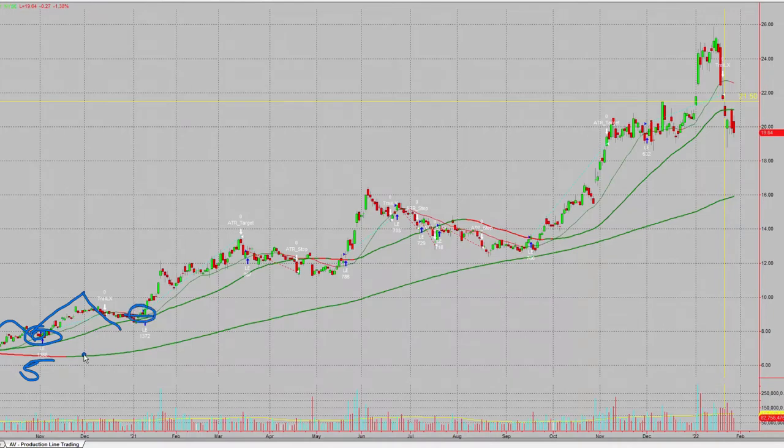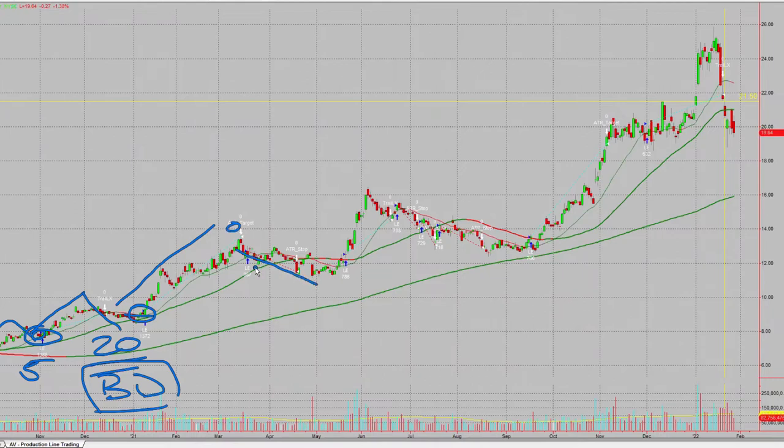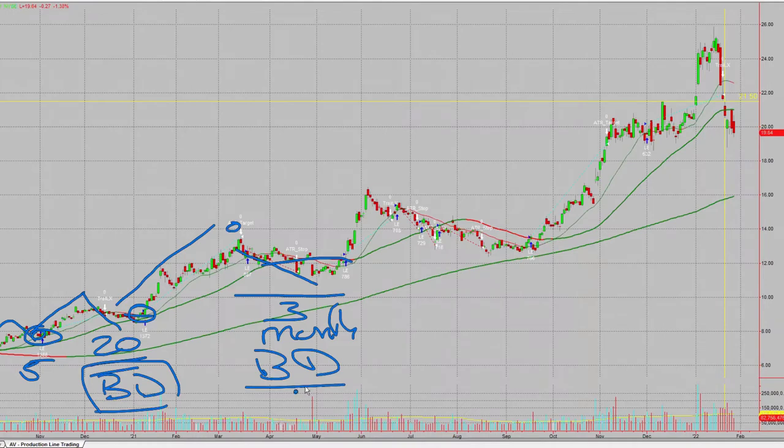You've got about 3 days that it just meandered sideways, but you had 20 days to keep it on your maybe today's the day list. It retraced below the 20-period moving average all the way down to the 50. It was in a buyable dip, BD, for 20 days. And then you had about 3 days to place the trade. Rally, rally, rally, targets reached, retracement below the 50-period moving average for, what do you reckon, 3 months? So that was on your maybe list, buyable dip for 3 months.